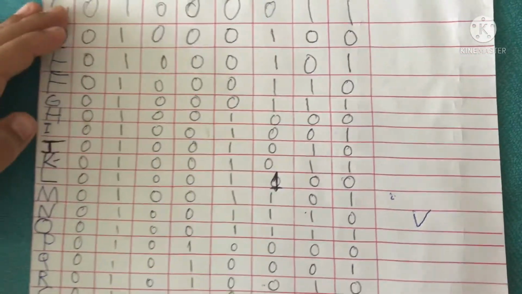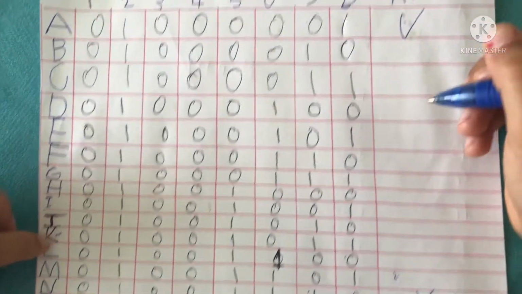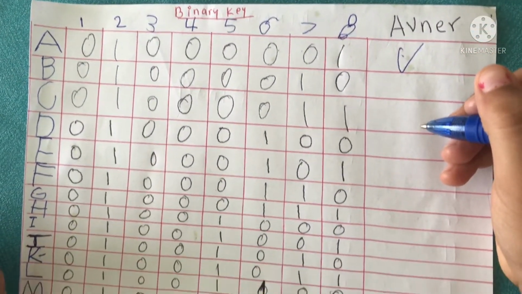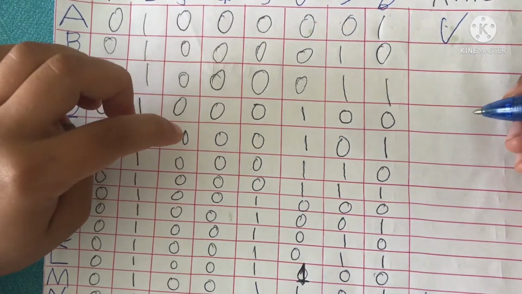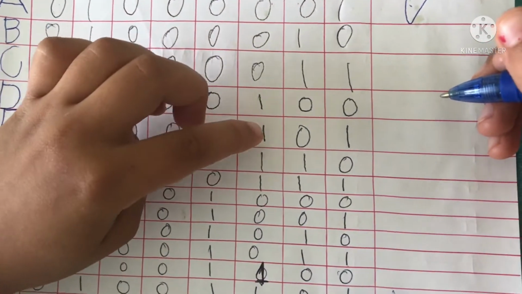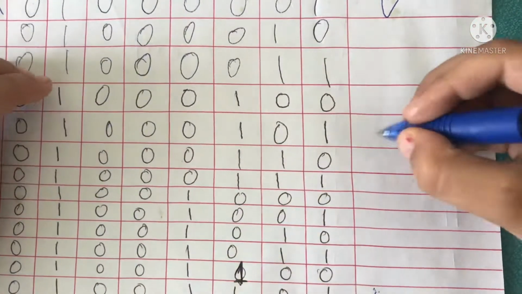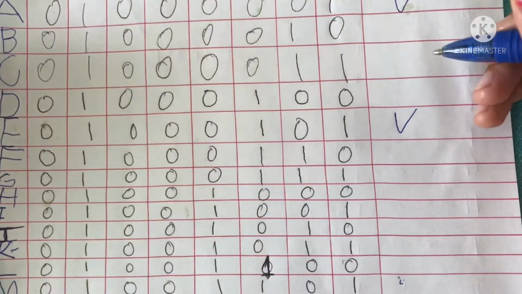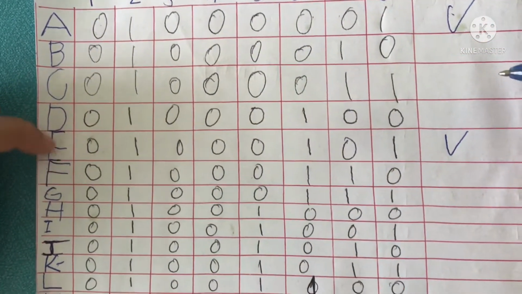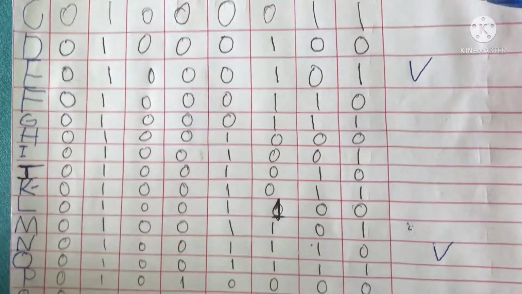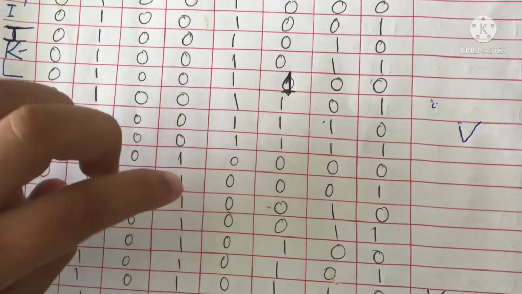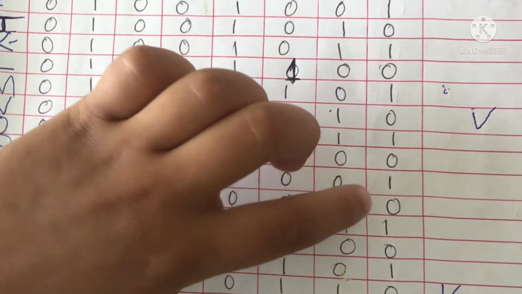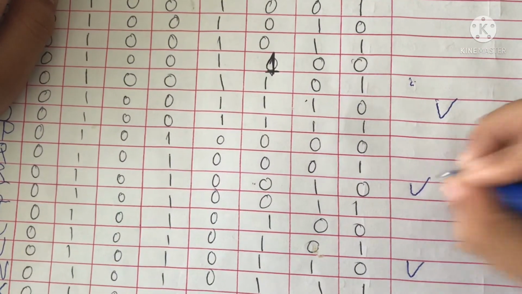Tick mark. Okay, now I'm gonna find E. Oh, there's E. 0 1 0 0 0 1 0 1. Tick mark. Okay, now I'm gonna find R. There is one. 0 1 0 1 0 0 1 0. Tick mark.